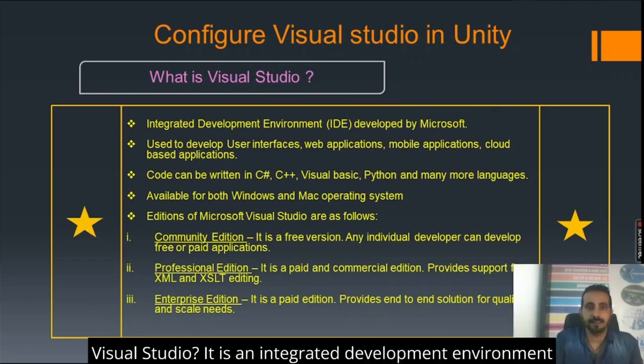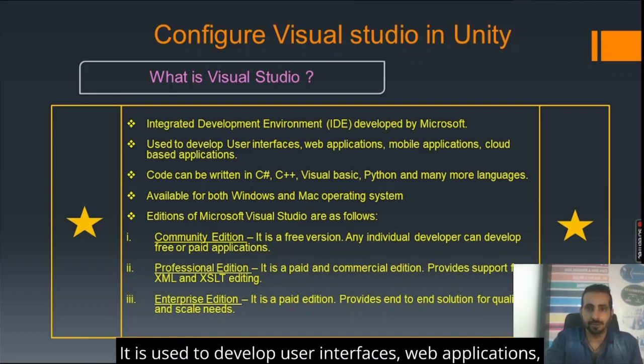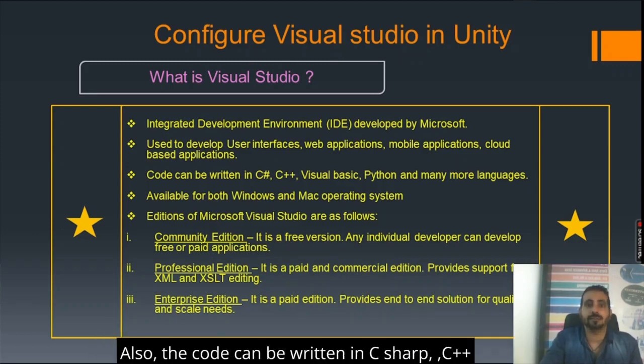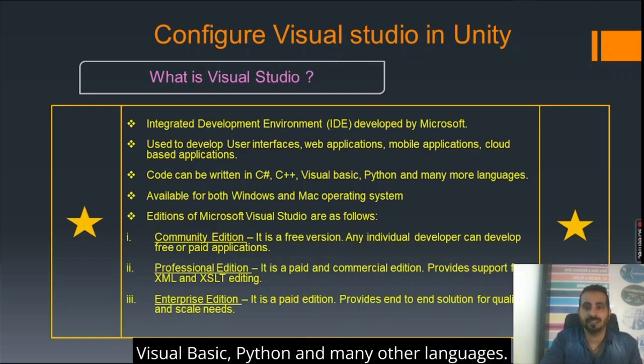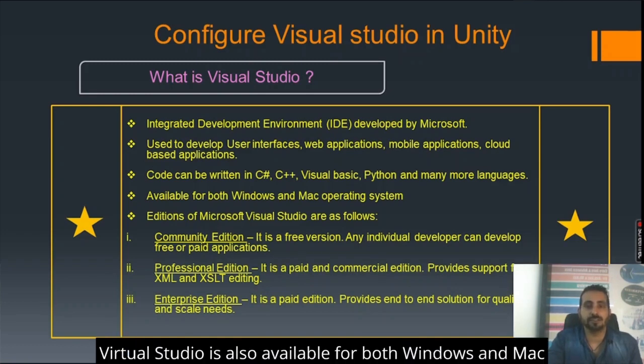It is an integrated development environment, which is IDE, developed by Microsoft, used to develop user interfaces, web applications, mobile applications, and cloud based applications. Also, the code can be written in C Sharp, C, Visual Basic, Python, and many other languages altogether. Visual Studio supports 32 languages. Visual Studio is also available for both Windows and Mac operating system.